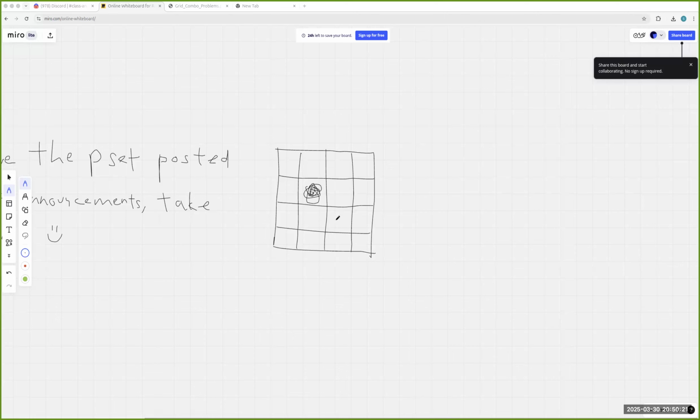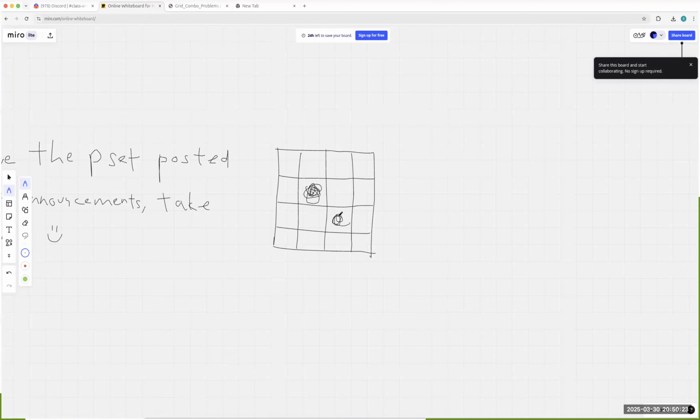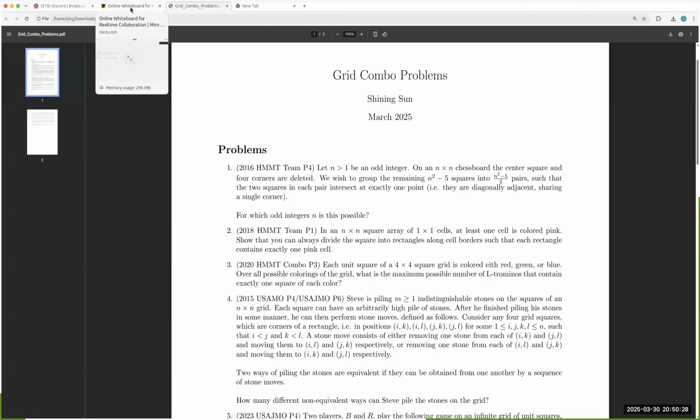Pretty easy. But what happens when we color in another pink cell? What do you think we could do here?